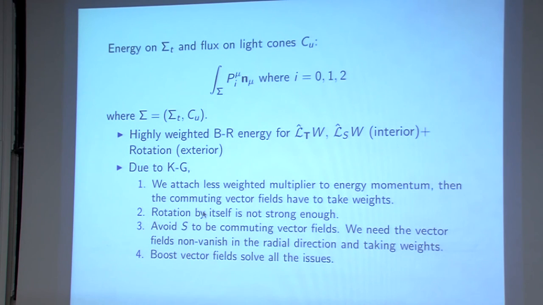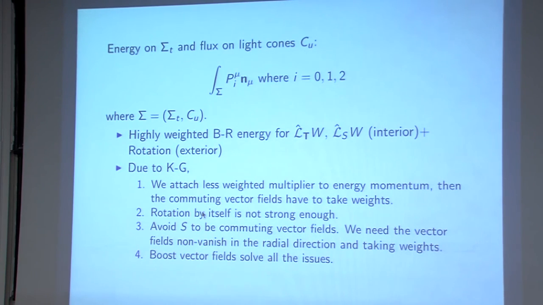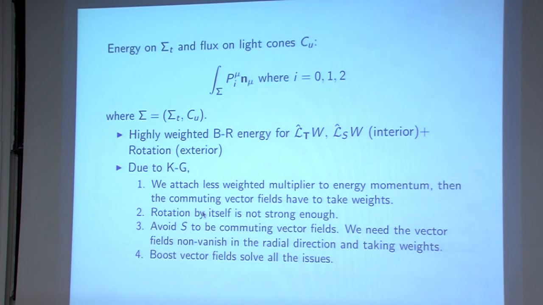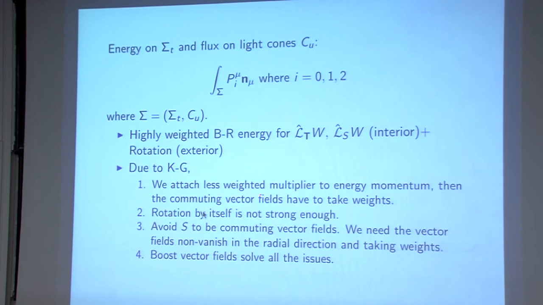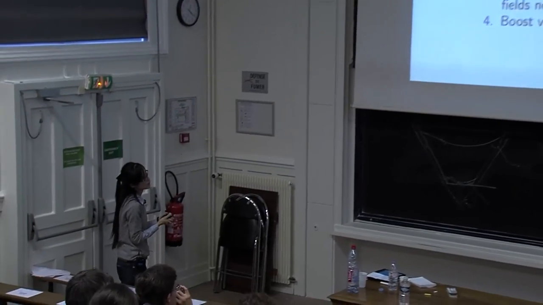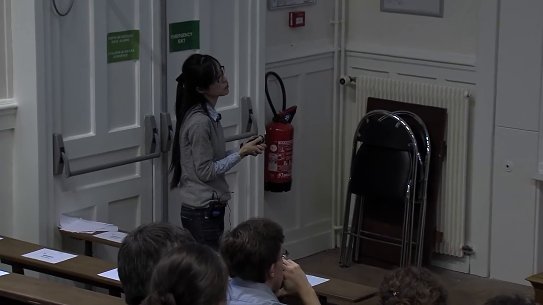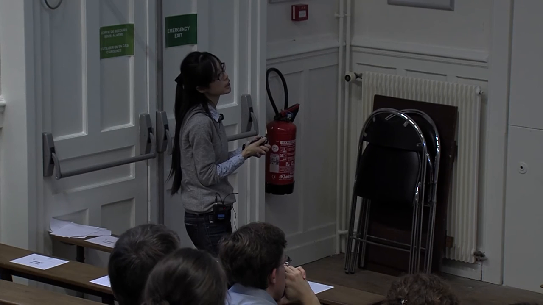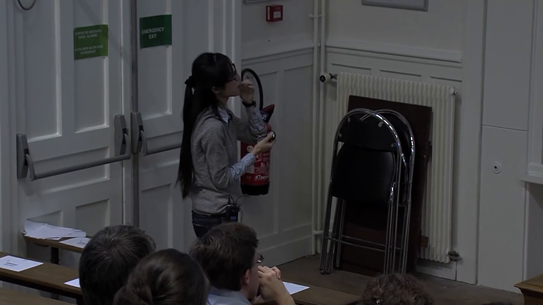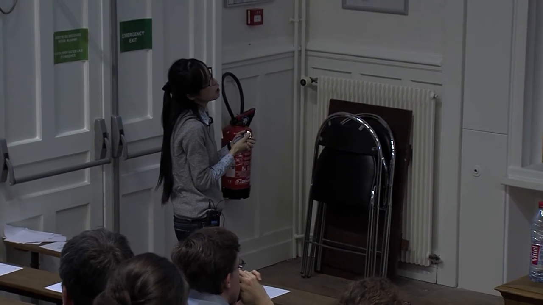And the second thing is, at one moment, you have to play a trick. If you directly use the previous slides, you will find the weight is too much for Klein-Gordon to take. So we certainly don't use K as multiplier. That means t squared. That's a lot of weight. Klein-Gordon doesn't take it. So we put a less weighted multiplier in the energy momentum, and to compensate for this less weight, in order to get enough decay, we use commuting vector fields to take weight. If the commuting vector field doesn't take weight, you have to drop it. So Lie T is certainly not qualified to be the commuting vector field for the Weyl tensor. On the other hand, rotation seems to be good, but rotation itself is not enough.